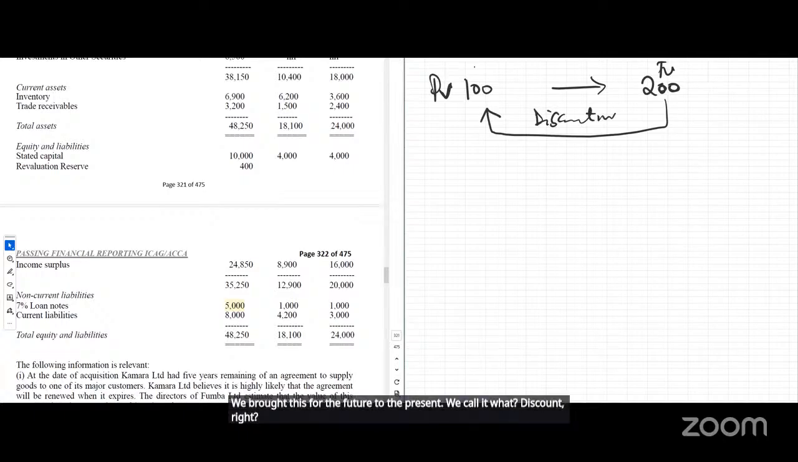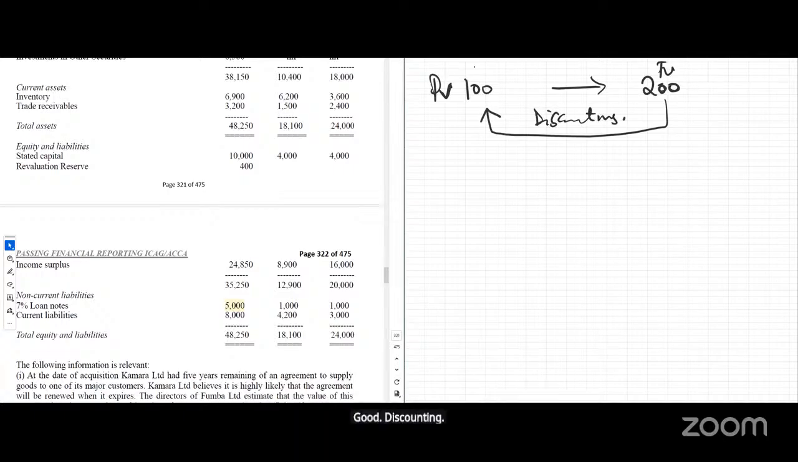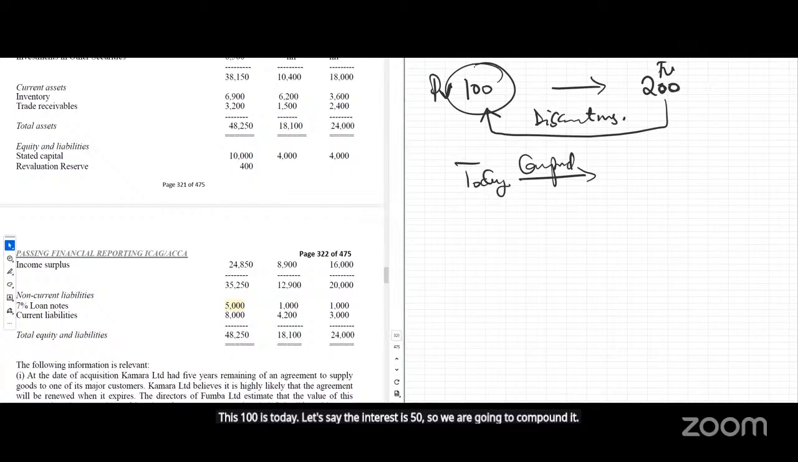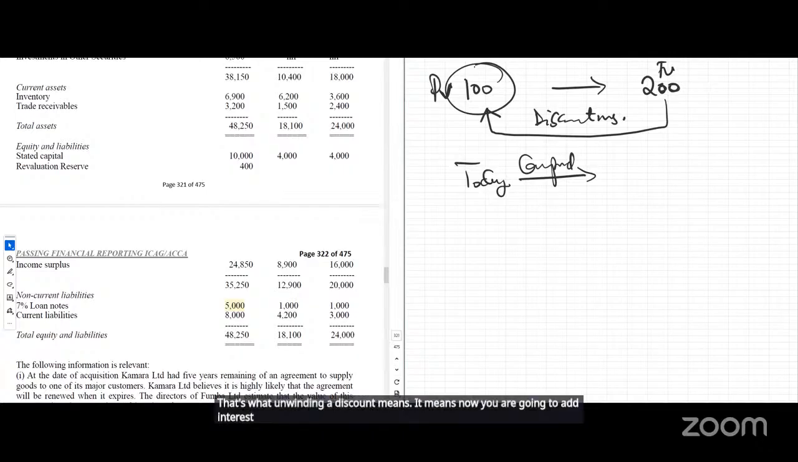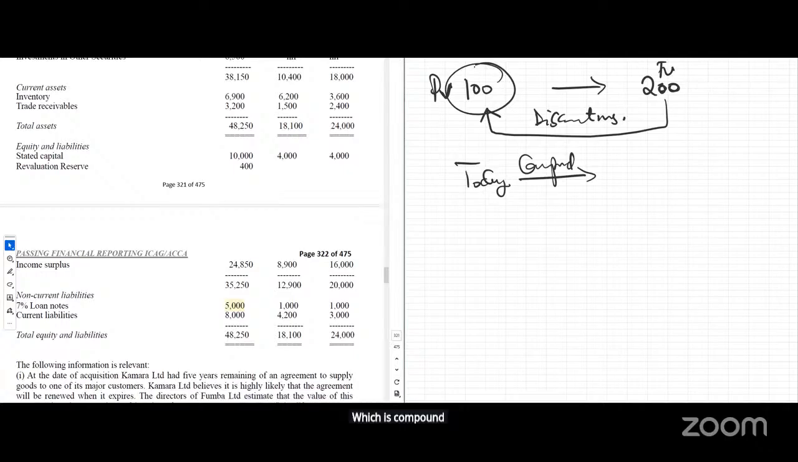Good. Discounting. Now, if I'm doing accounting, this 100 is today. Let's say the interest is 50. So we are going to compound it till it becomes 200 again to be reflected in our books. That's what unwinding a discount means. It means now you are going to add interest to grow it, which is compounding. Does it make sense now?